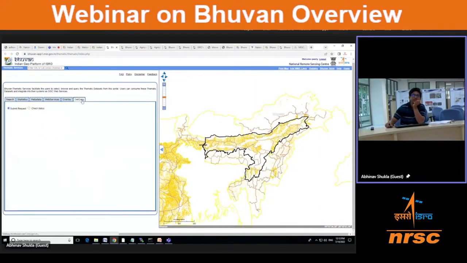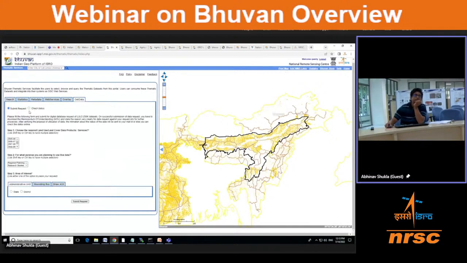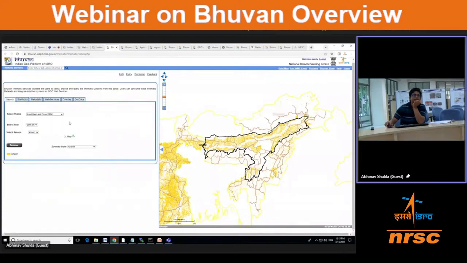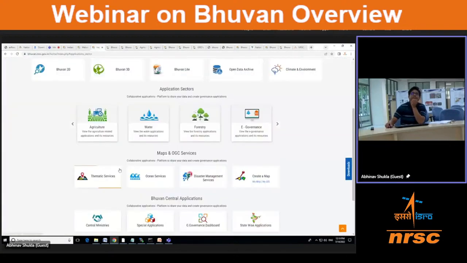we can get the data, like if we click on get data. So here we can submit the request after selecting all the things. We have to submit a request. Once this request is submitted, it will be processed internally and the data will be provided to the requester. This way the user can get land use land cover data for 250K from us. Other things are not provided for company purposes.